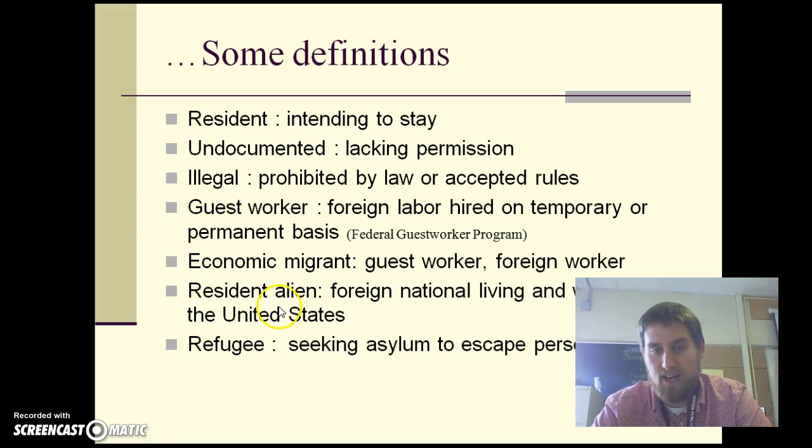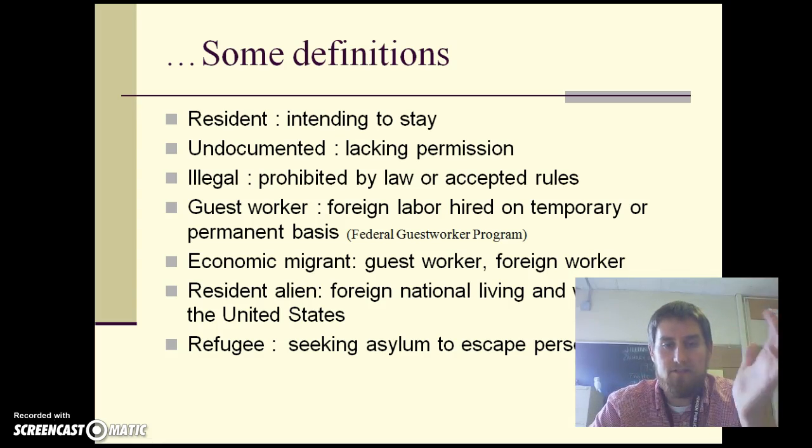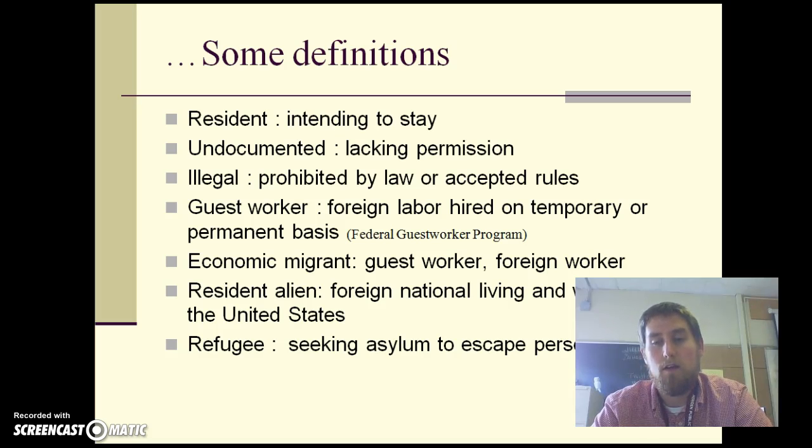You can be a resident alien, and we're going to talk more about this word alien in a minute, but a resident alien is a foreign national. So let's say I'm an Italian who lives in America. That doesn't mean I'm an American, nor do I want to become an American, but I do want to work in America. Then the last term on this page is a refugee, and we talked about refugees. Those are like the guys in the movie we watched, that's someone seeking escape.